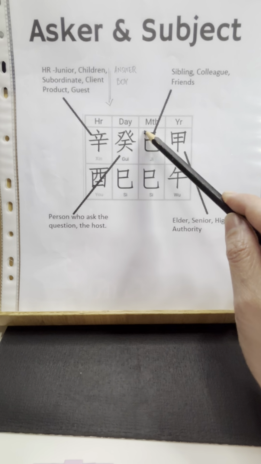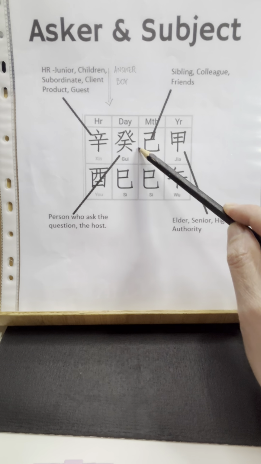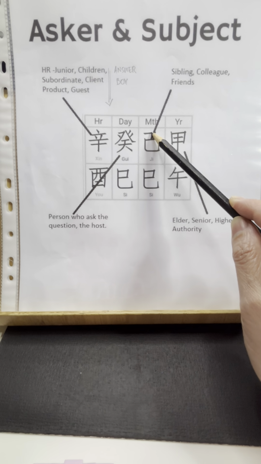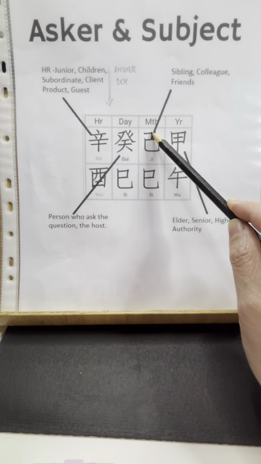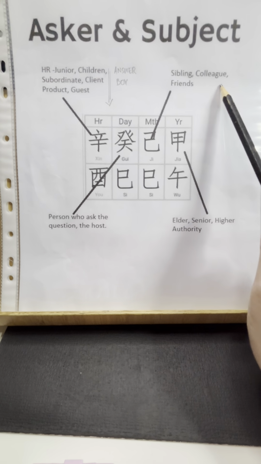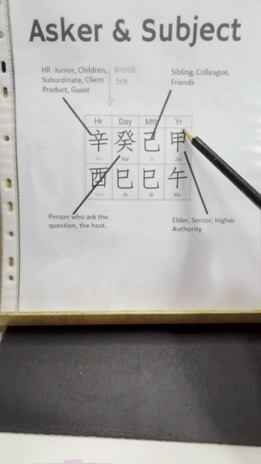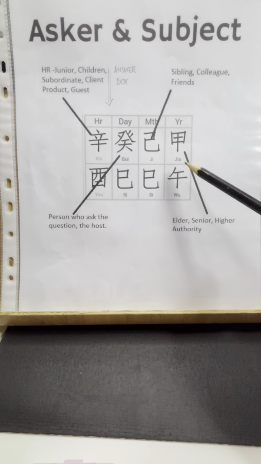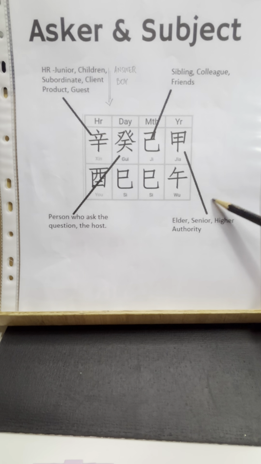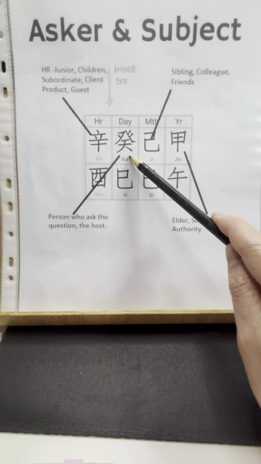How about the month stamp? Month stamp refers to someone or people who are of the same rank. For example, sibling, colleague, and friends. Year stamp is where we can find those who are seniors, elderly, or people of the higher authority or higher management. So just remember the order.